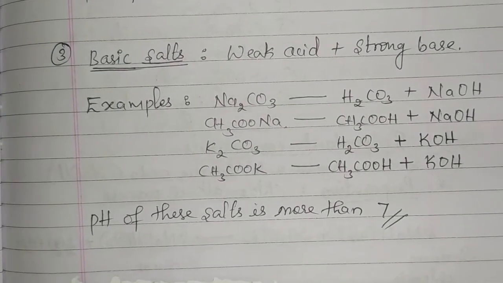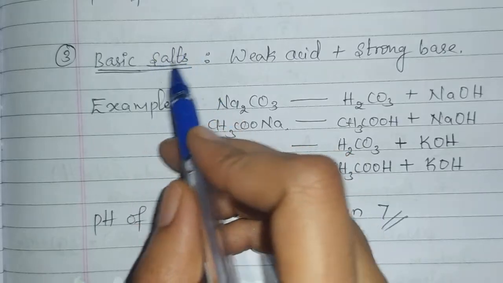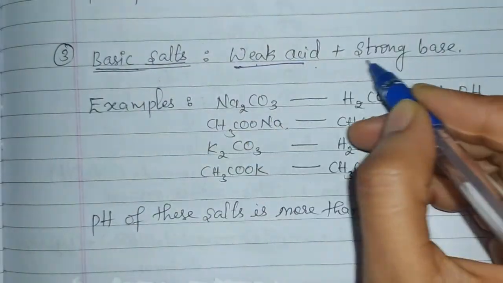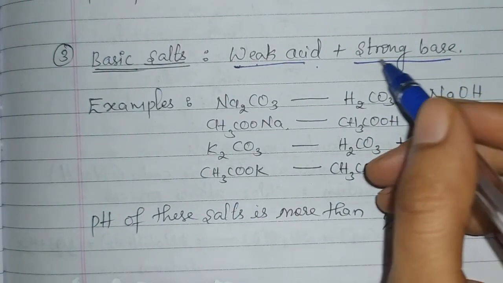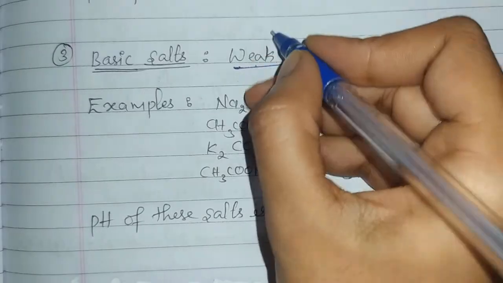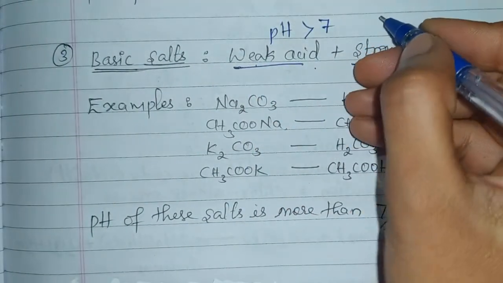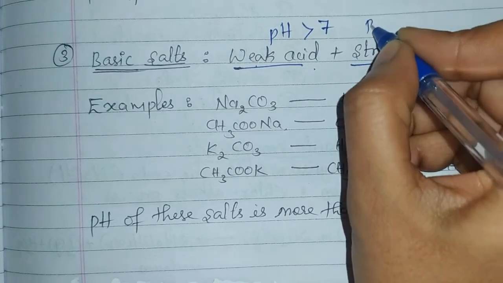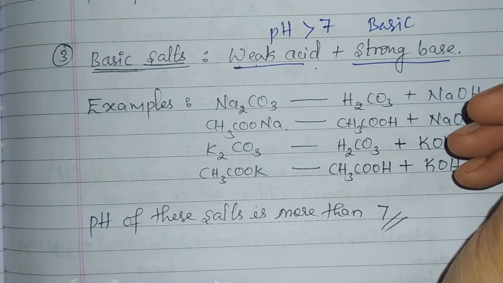Next, we will see basic salts. What are basic salts? These basic salts are formed when a weak acid reacts with a strong base. When a weak acid reacts with a strong base, the salt formed will have a pH value greater than 7. We know that if the pH value of any substance is greater than 7, then it is basic in nature, or it is said to be a base.